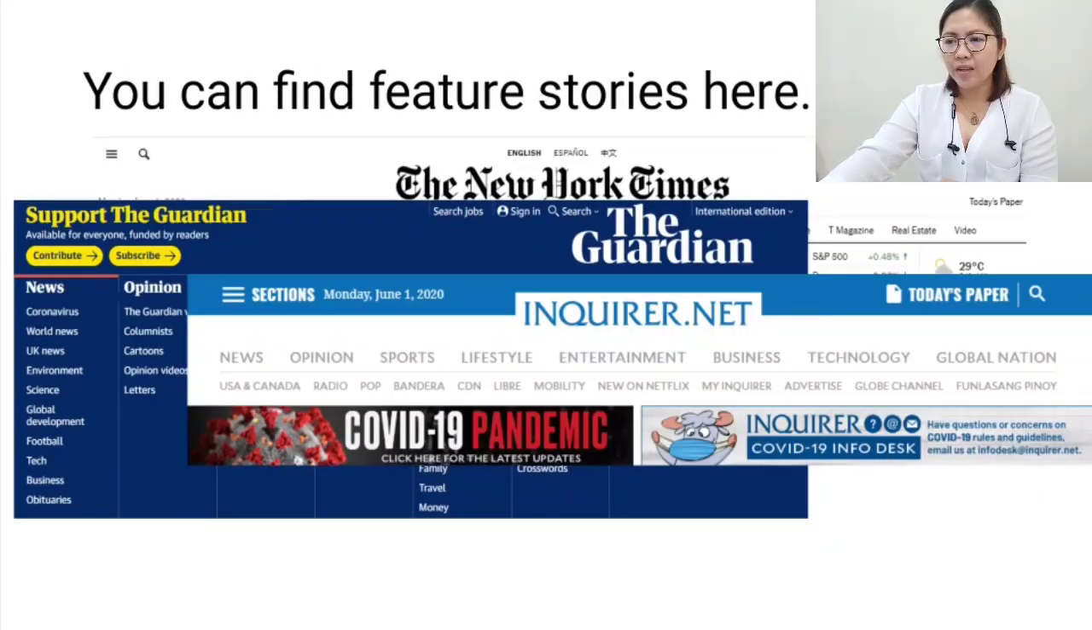For Philippine Daily Inquirer, they practically have the same. But what's new here is that they have something on Netflix. Look at the second categorization. They have new on Netflix. They also have Panlasang Pinoy. So guess what they feature under that category.